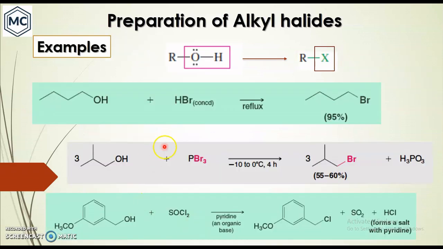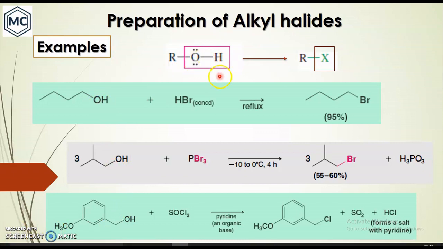Next example. In these three examples, you can see that we are using primary alcohol in all three. To convert primary alcohol and secondary alcohol, the best reagents are actually PBr3 and thionyl chloride. But HBr can also be used, though it cannot be used in all cases. So in this particular example, butanol, you can use HBr. You get butyl bromide with a good yield. And for this compound, by treating with phosphorus tribromide, you get the corresponding bromo compound. And the third one, you can convert into halide by using thionyl chloride. Byproducts are sulfur dioxide, which is a gas.